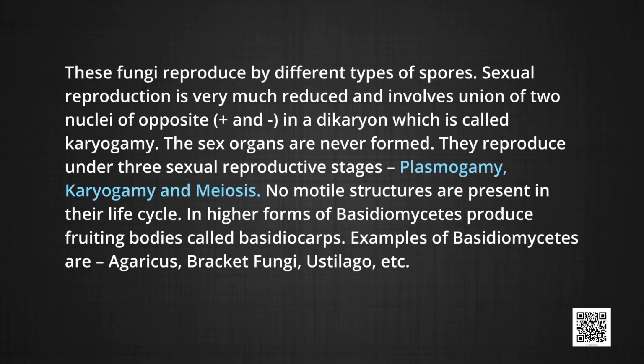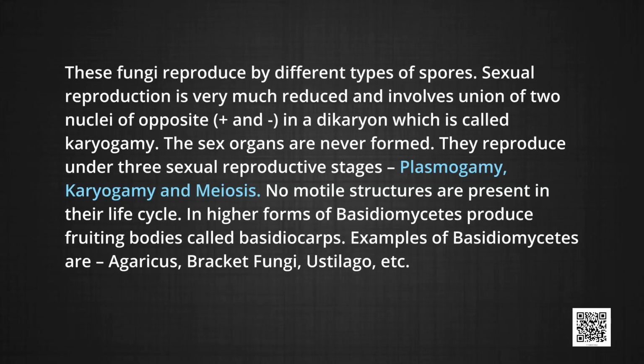These fungi reproduce by different types of spores. Sexual reproduction is very much reduced and involves union of the 2 nuclei of the opposite plus and minus in a dikaryon, which is called karyogamy. The sex organs are never formed.